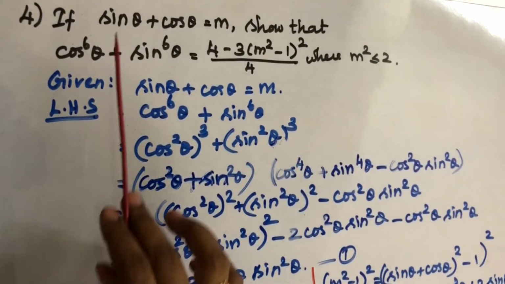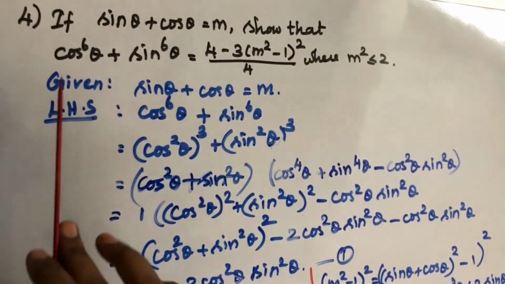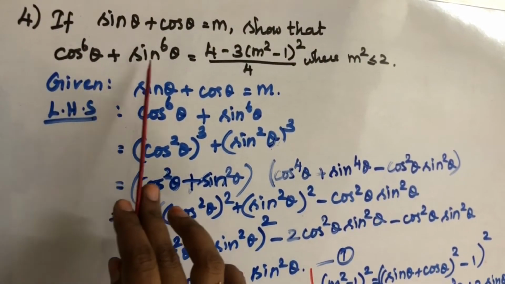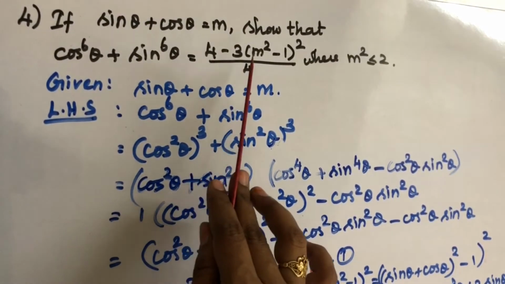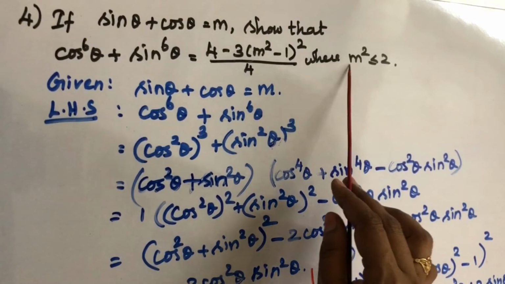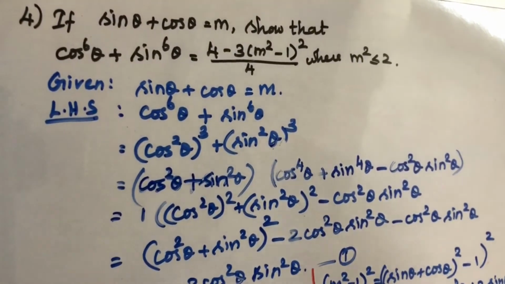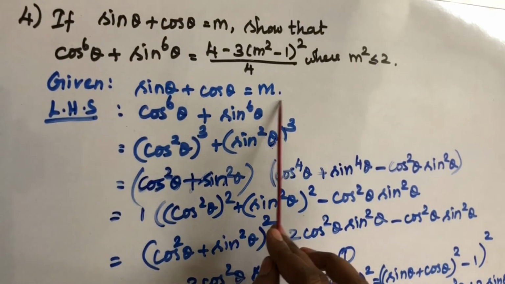Fourth problem: if sin theta plus cos theta is equal to m, show that cos to the power 6 theta plus sin to the power 6 theta is equal to 4 minus 3 into (m square minus 1) the whole square, divided by 4, where m square is less than or equal to 2. So what is given? Sin theta plus cos theta equal to m.